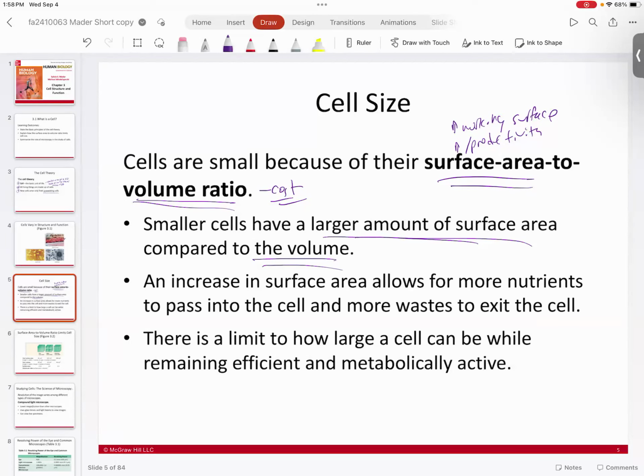We're going to take a look at a cube that's 4 centimeters by 4 centimeters by 4 centimeters. The surface here is the working surface area, right? When we calculate the surface area, we get 96 centimeters squared worth of surface area. Not bad, right? Its volume is 64 cubic centimeters, okay? And so the ratio is 1.5 to 1.